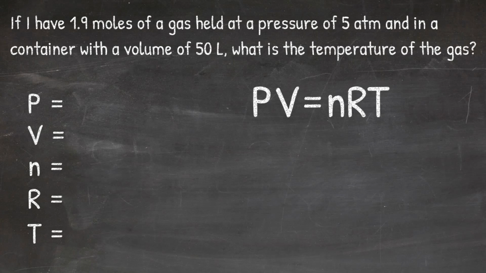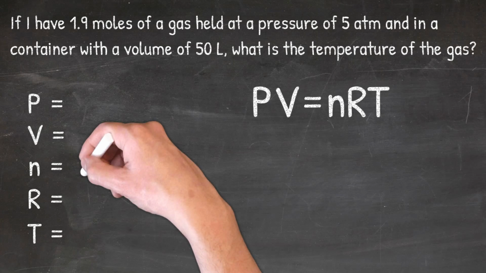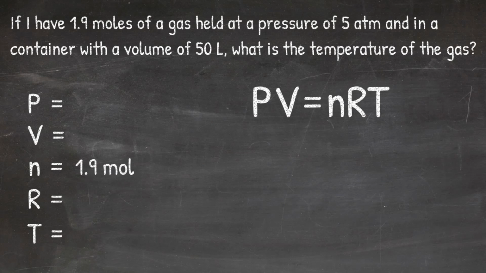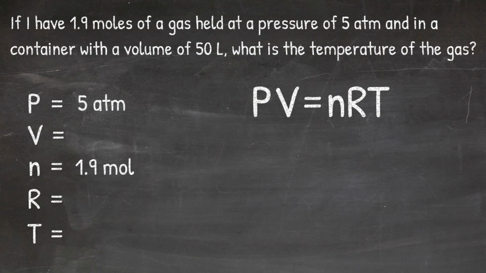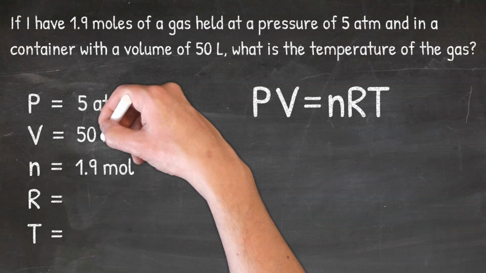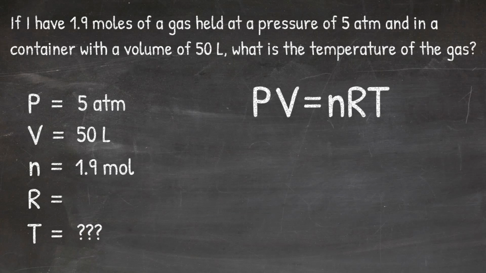Moles is represented by the variable N, so we'll plug in 1.9 for moles. That gas is held at a pressure of 5 atm. It tells me atm, so I know atm is pressure, so I'm going to plug in 5 atm for P. It is in a container with a volume of 50 liters. Liters is the unit for volume, so I know to plug in 50 liters for V. And the question is asking me what is the temperature of the gas, so I know I'm solving for T.